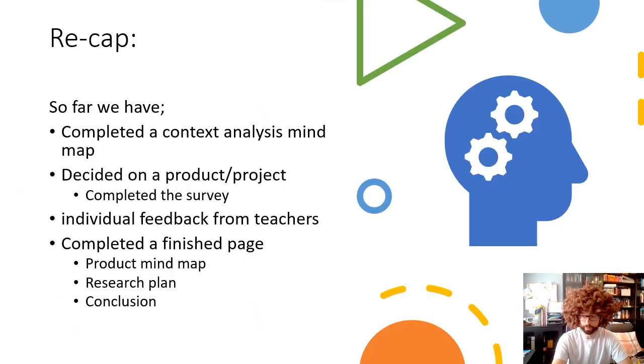So quick recap of what we did last week and the week before. We've reviewed the contexts, that was via a mind map. You've picked a context, you've now picked a project, you filled in a survey, and we've responded to that survey. I think I've written nearly 3,000 words of feedback so far.